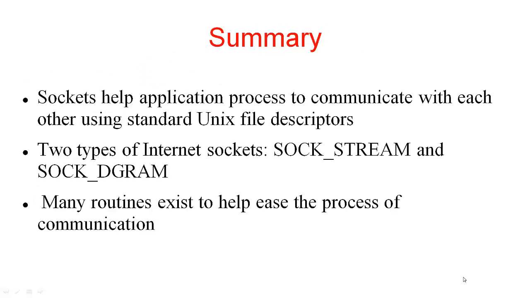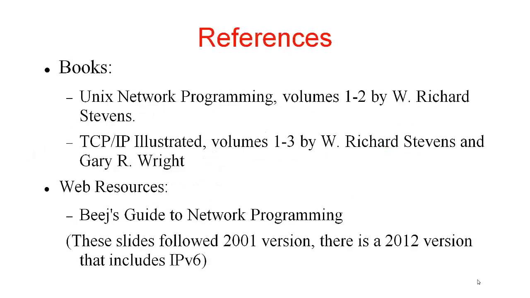So here is a summary of what all we have seen. Sockets help application processes to communicate with each other using standard Unix file descriptors. There are two types of internet sockets: sock stream that supports TCP and sock datagram that supports UDP. We have seen quite a few functions that help in the process of socket programming that let you write very interesting applications. So good luck with the project and have fun coding.